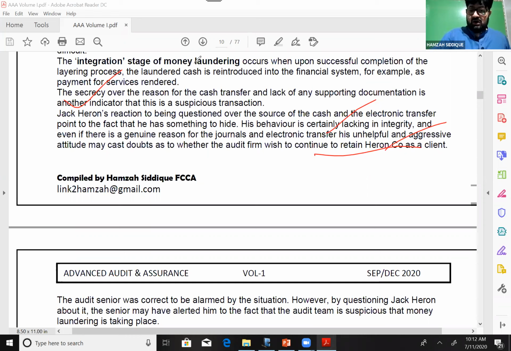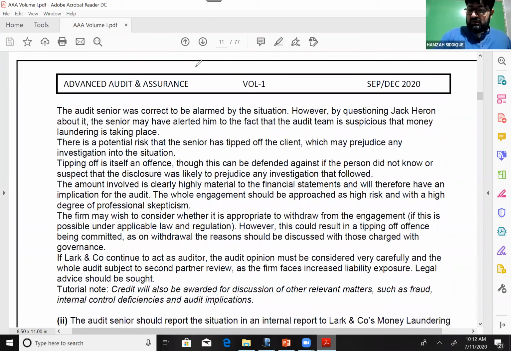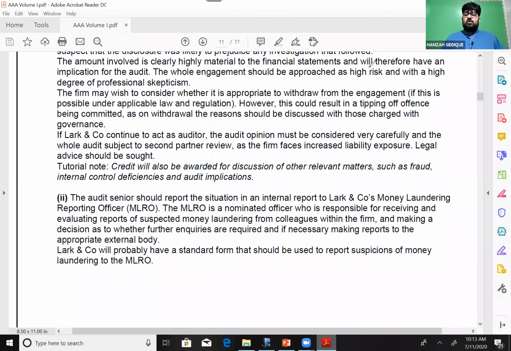Yes, audit senior. They may tip off if they keep questioning. I did not need to explain tipping off, it's enough. So what should they do? They should carefully consult the legal liability expert. Now, to whom should they report? Audit senior, to whom should they report? The MLRO. First of all, they should consult a lawyer before reporting to the MLRO.